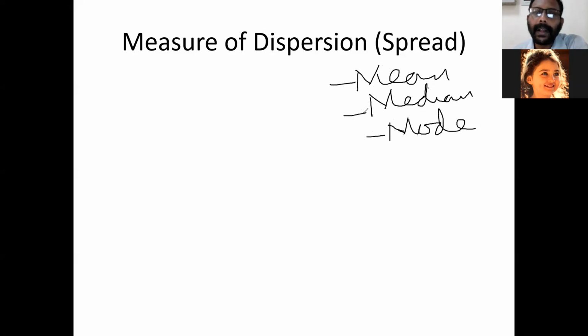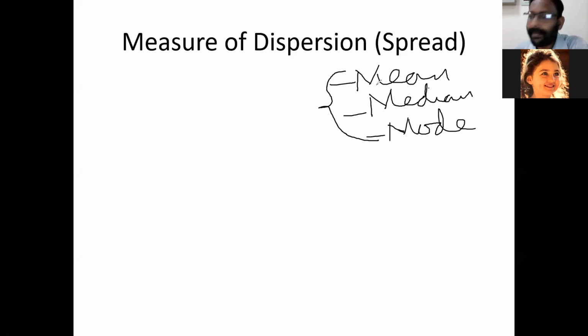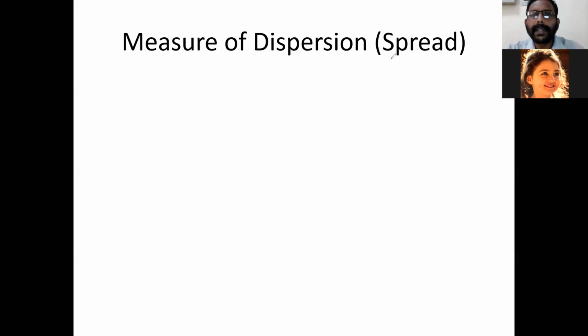However, we have seen the strengths and weaknesses of measuring all these three, which we discussed yesterday at length. Today we are going to talk about the other type of measurement, which is called measure of spread, or we can call it measure of dispersion.